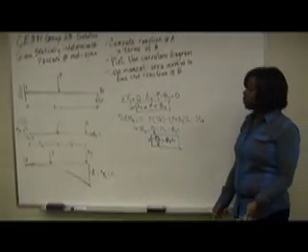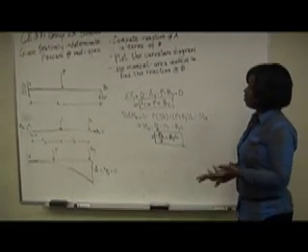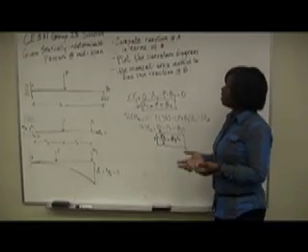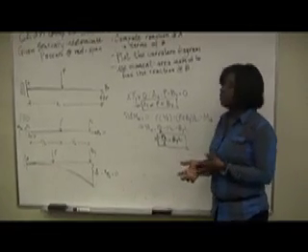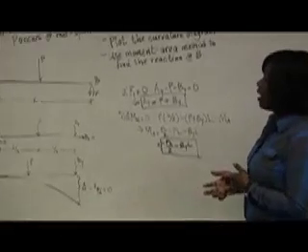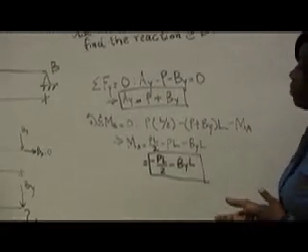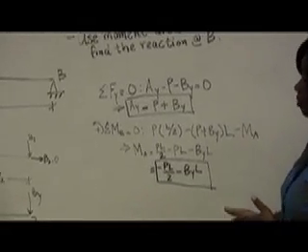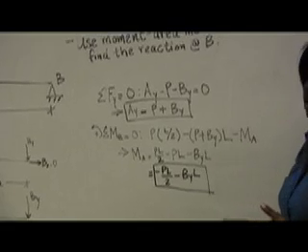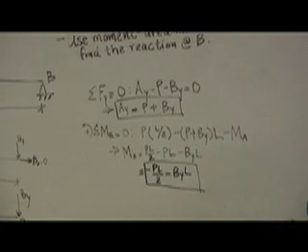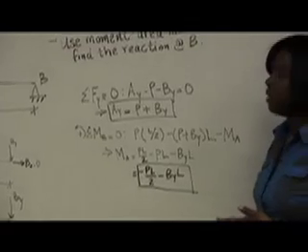So we'll solve for the reactions at A. The sum of the forces in the Y is equal to 0. So we have AY, and we assumed it to be going up, minus P minus BY equals 0. Solving for AY, we get AY equals P plus BY.